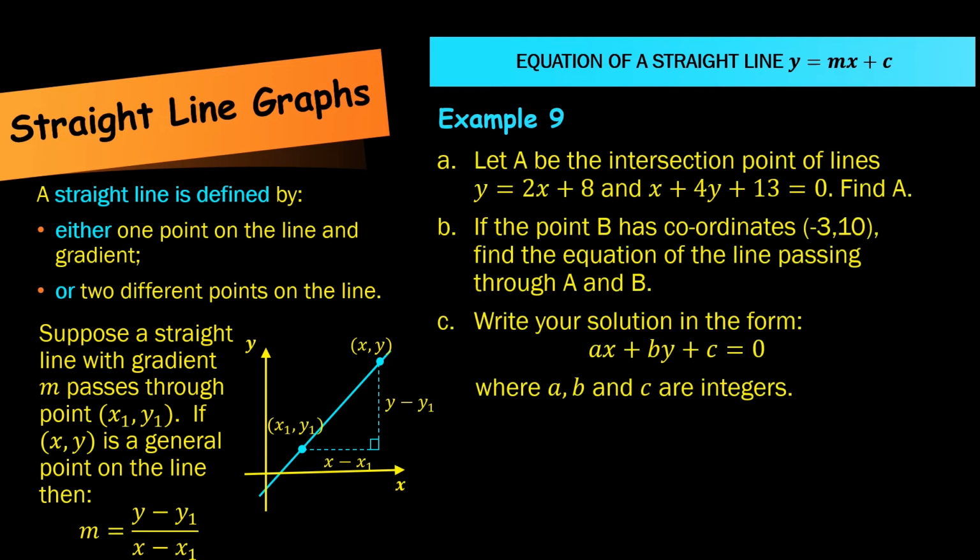Let's take a look at another example to illustrate this theory. Let A be the intersection point of lines y equals 2x plus 8 and x plus 4y plus 13 equals 0. If the point B has coordinates (minus 3, 10), find the equation of the line passing through A and B. Write your solution in the form ax plus by plus c equals 0, where a, b and c are integers.